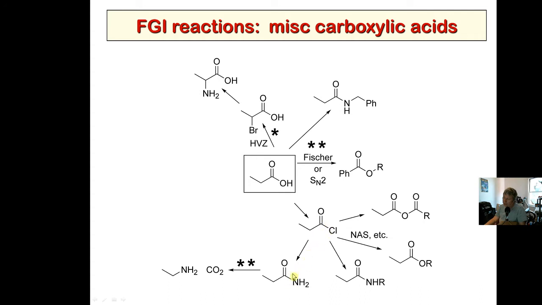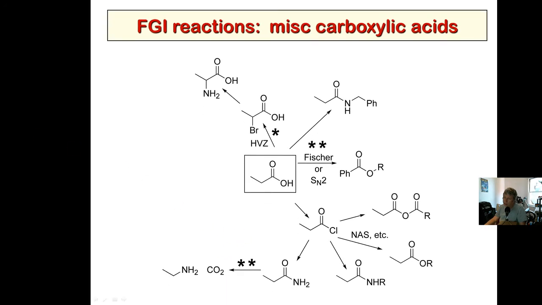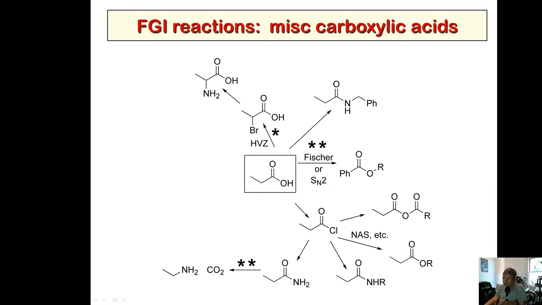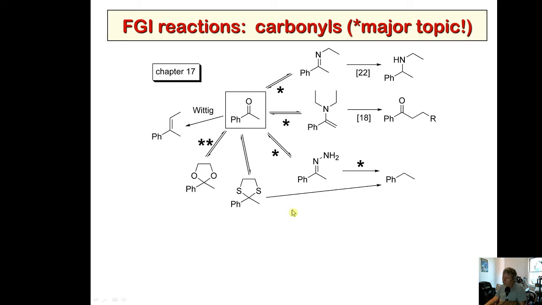And remember, what can we do with that? Well, that was the, what was this? Something degradation rearrangement. The Hofmann rearrangement, right? Yeah, the Hofmann rearrangement. Remember that fun reaction? A two-star reaction. Okay.